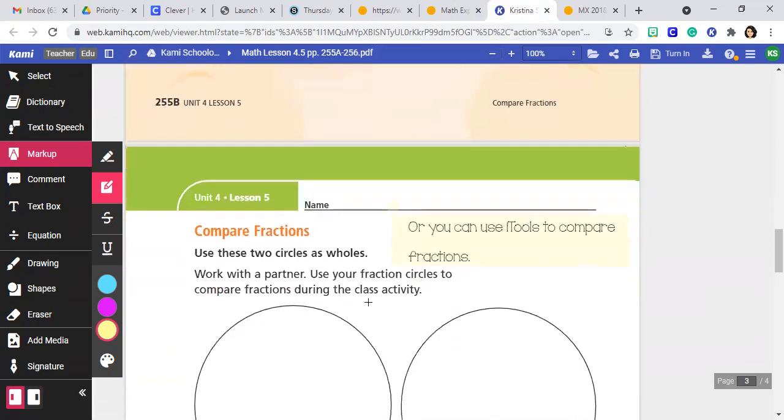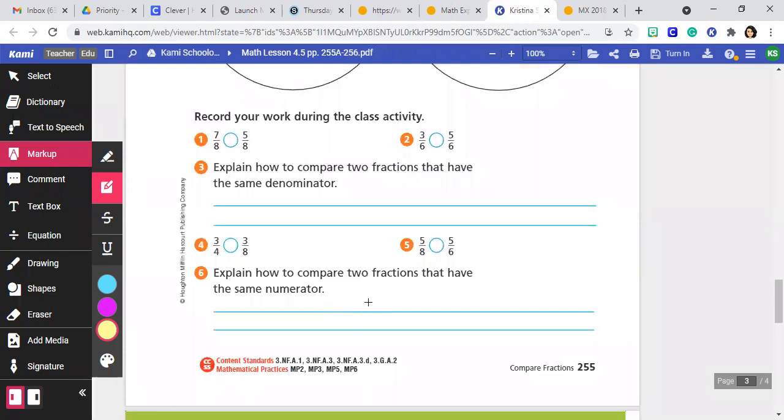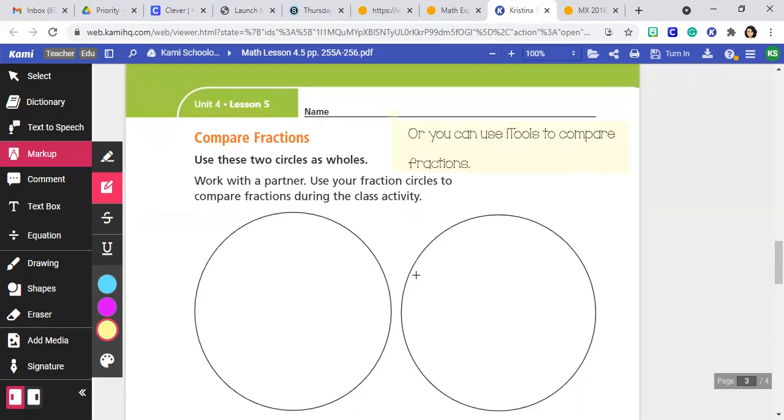Okay, third graders, so I am going to be turning over to page 255. And at the top of 255, the first thing we're going to be doing is comparing fractions. We're going to use these 2 circles. Now, if you have pencil and paper and you were able to cut those out, you're going to use these 2 circles and those pieces that you cut out. These represent your wholes. If you have someone at home, you can work with a partner. Use your fraction circles that you cut out to compare fractions during our activity today.